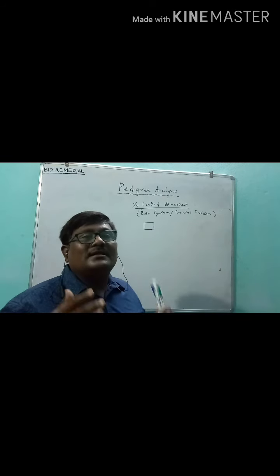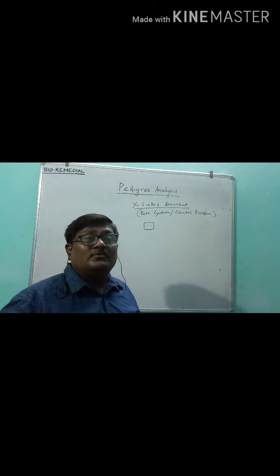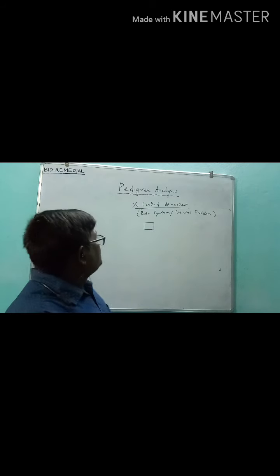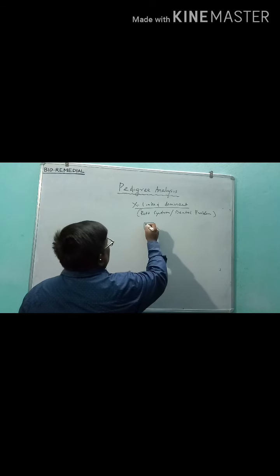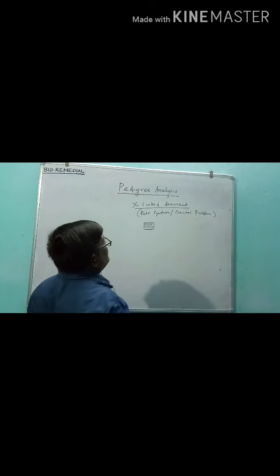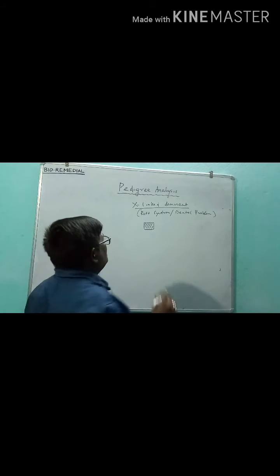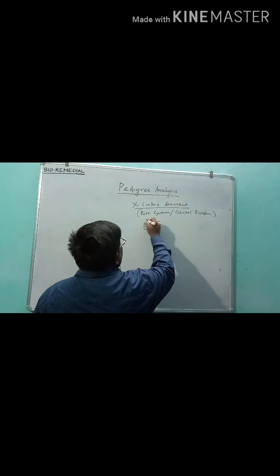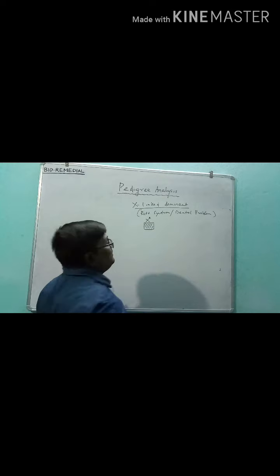Now let us look at that and understand whether it is happening or not. Suppose a male is affected, meaning the disorder is present in the X gene. That means the X gene carries the defect, X^R.